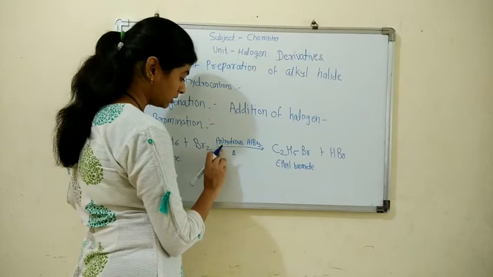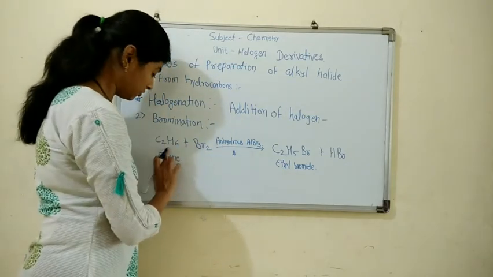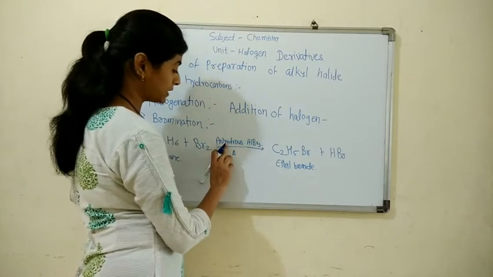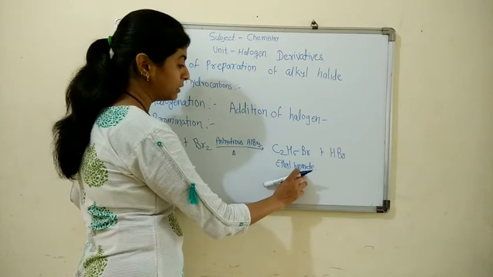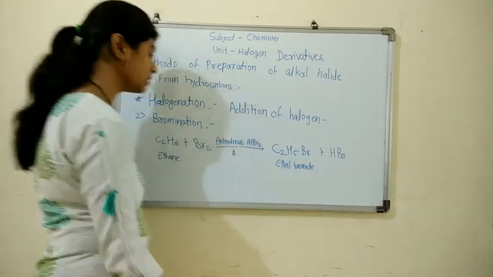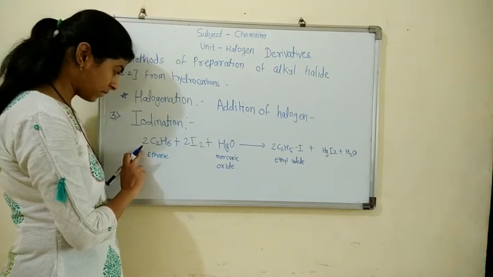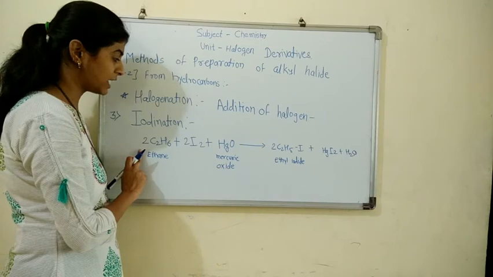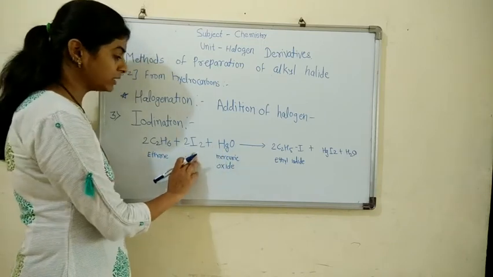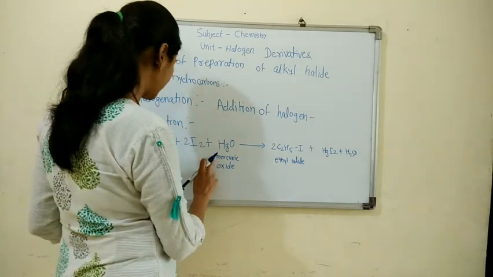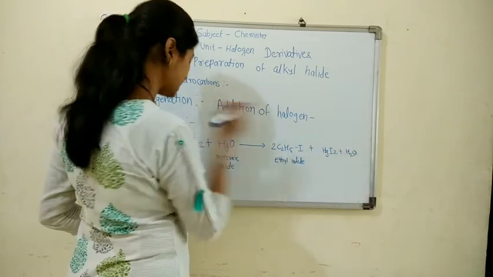Second is bromination. In chlorination, it is in presence of UV light. And in bromination, when ethane is heated with Br2 in presence of anhydrous AlBr3, ethyl bromide will be the product, with HBr as a byproduct. Iodination is carried out by using some oxidizing agent like HgO. When ethane reacts with iodine in presence of mercuric oxide, it gives ethyl iodide plus HgI2 plus H2O.